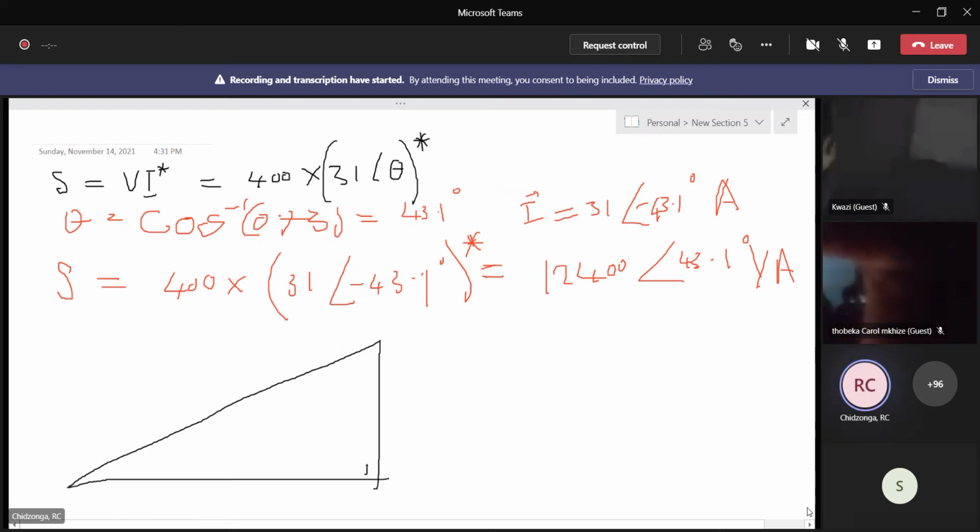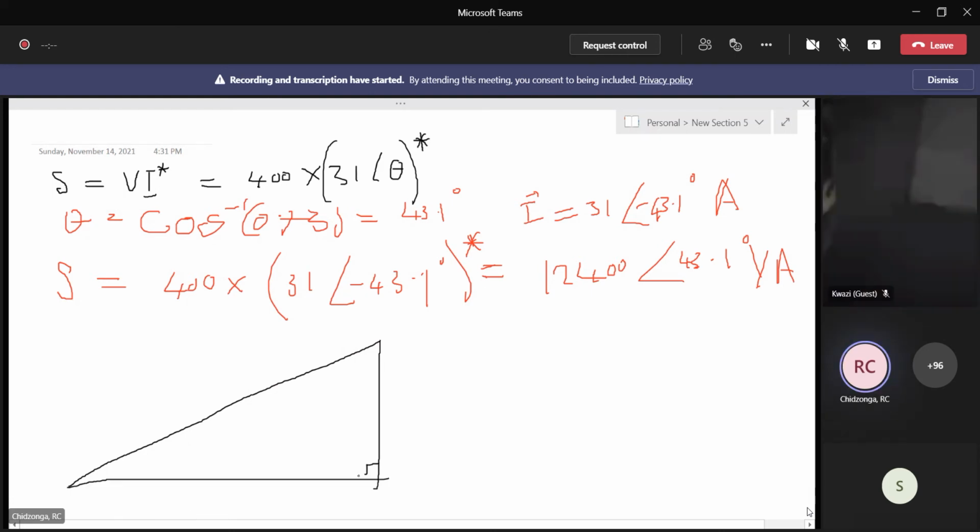This is my right angle. Now remember, if I put that in the calculator, I get a negative angle. Which one? The one, 400 times 31 angular minus 43.1. It's because you did not conjugate. Oh, conjugate.